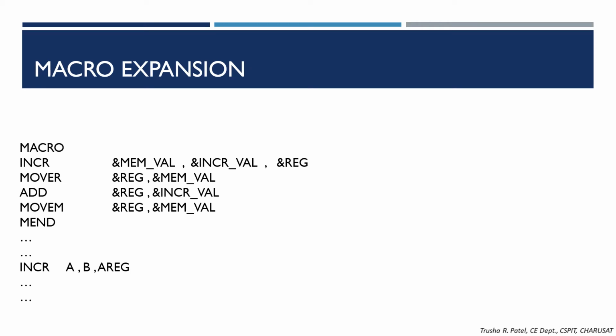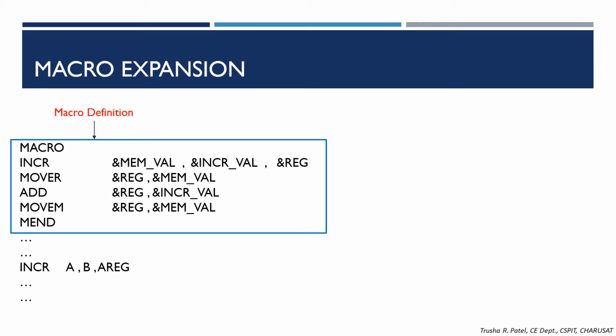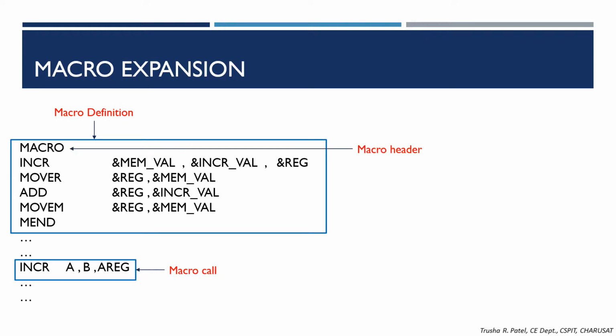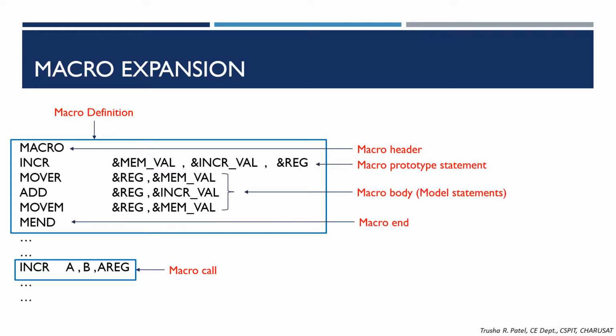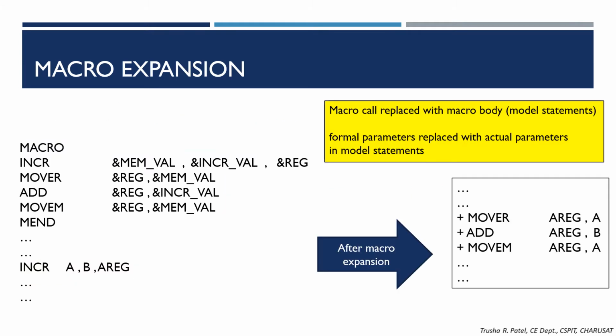Let's say for example, this is our program. We have one macro definition and one macro call. Inside the macro definition, we have the macro header, then the macro prototype statement, the body of the macro, and the macro end. These three are the formal parameters in the macro, and these three are the actual parameters in your macro call. After the expansion, these three body statements of the macro will be added in place of the macro call, and as you can see, all three statements are marked with a plus sign at the beginning.